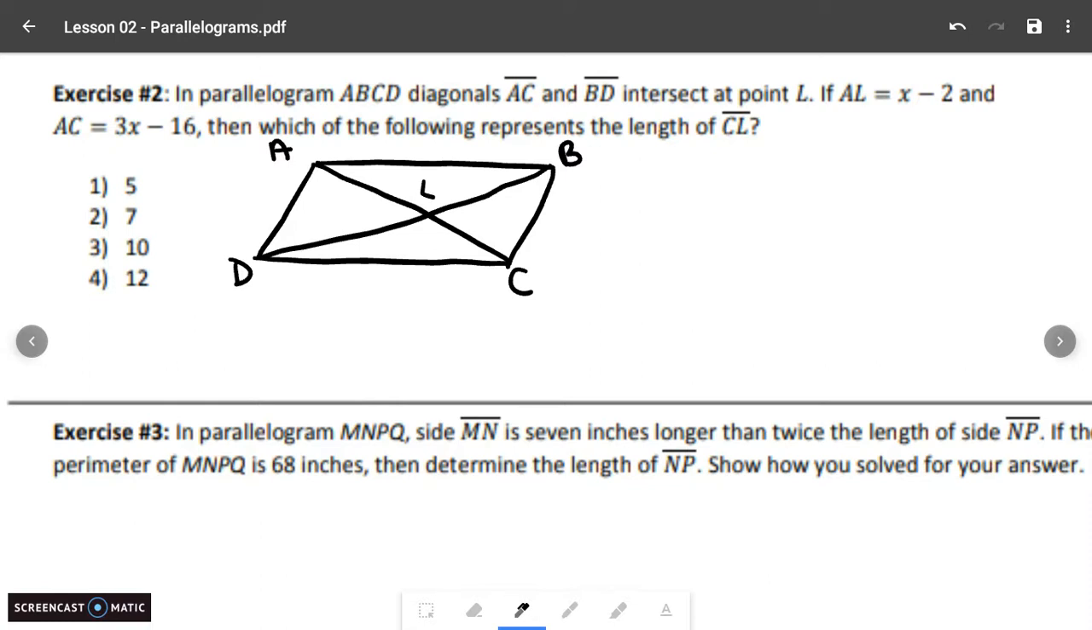The diagonals AC and BD intersect at L. And it doesn't have to be drawn to scale. It does not have to be perfect. But we know that AL is x minus 2. And we also know this whole thing, AC, is 3x subtract 16. What is the length of CL? Well, in this case, we just said the diagonals bisect each other. So that means these two pieces are congruent. That means this is also x minus 2.